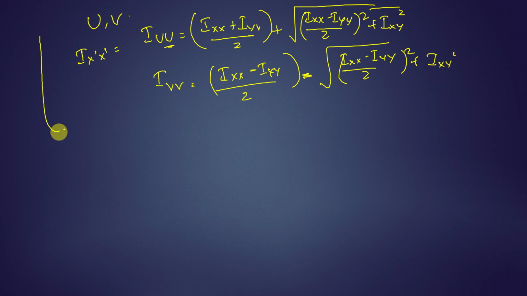Right. So these are now the principal. This is nothing but I dash. If you substitute in I dash y dash, you will get IVV. So U and V are here principal planes. So if you do a problem, you will understand.